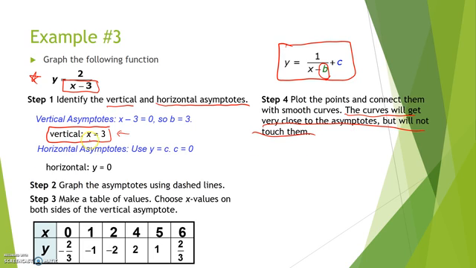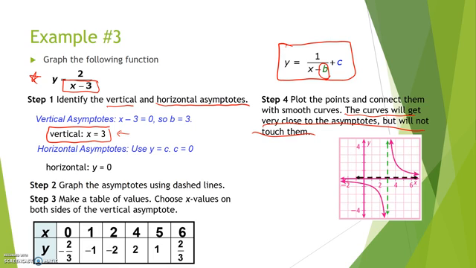So it's going to get very close to 3 and 0, but it's never going to touch. When I graph this, this is what my graph looks like. Notice if I go to x equals 3, I have this green dashed line. That's my vertical asymptote. And if I go to y at 0, that's my horizontal asymptote. The graphs get very close to the asymptotes, but never touch them. You can see that with the curves and how they're graphed.